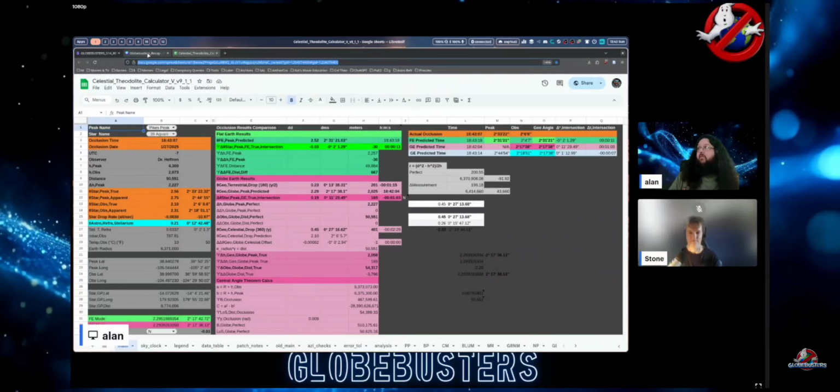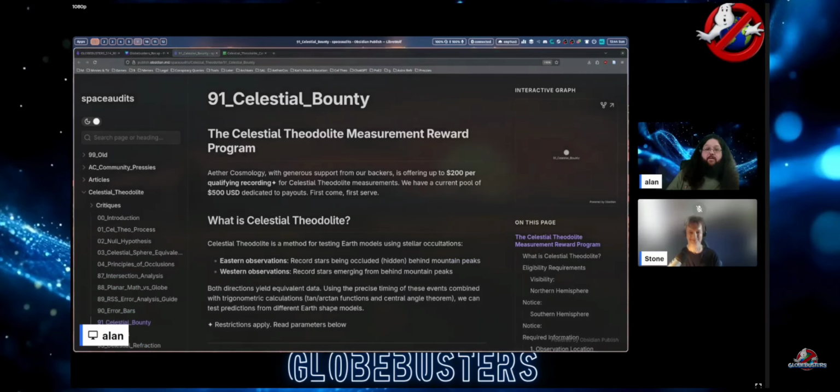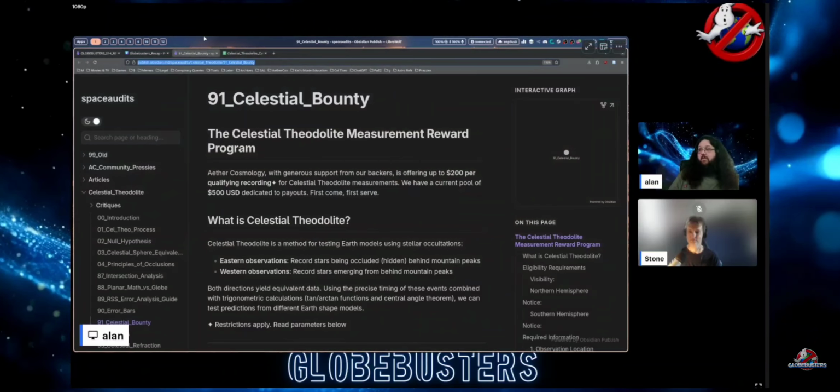And also, there's the celestial bounty. So to give another update on why isn't this updating? Do the thing where you work. There we go. Okay. The celestial bounty. If you guys want a link to this as well, you can find out more information about that. We'll go over it here in a second, as soon as I switch back to the right frame.